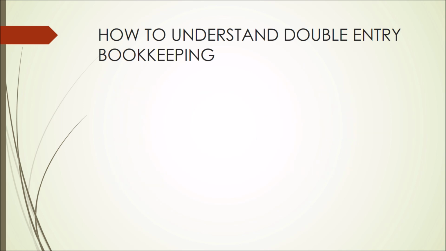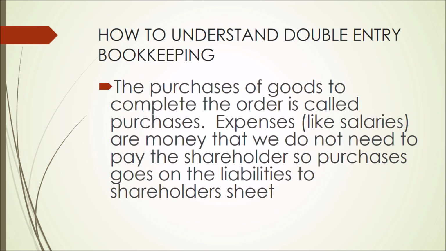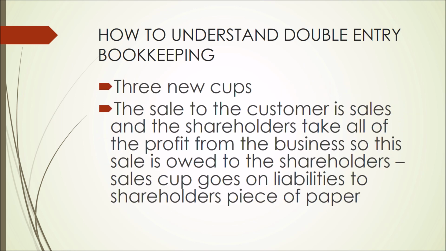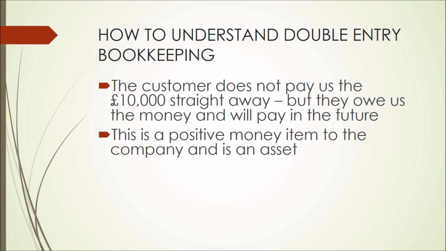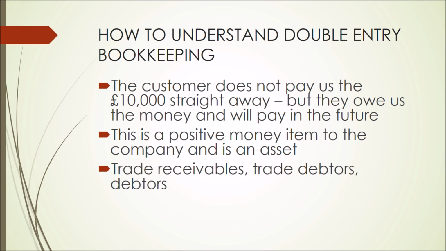Okay, so what actually happens here then? On that one, we've got this minus 10,000 that we would pop into something called sales, which sits on our liability to shareholders sheet, and we've got this positive £10,000 that we're going to pop into a cup, which we'll call trade receivables, and we're going to put that on our asset sheet.